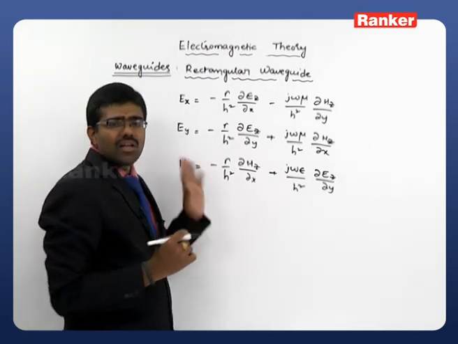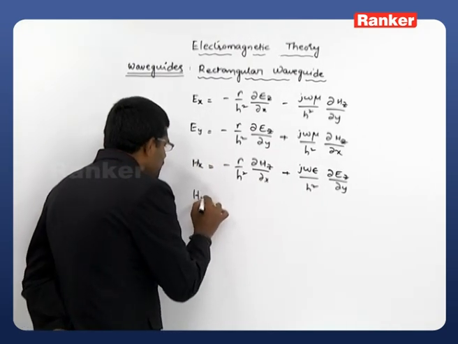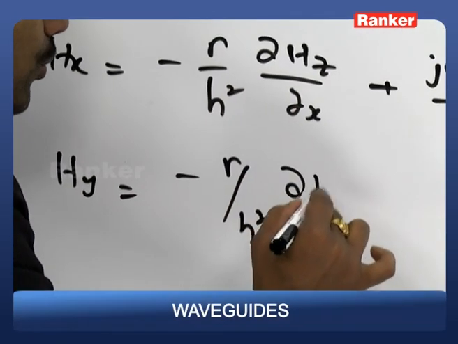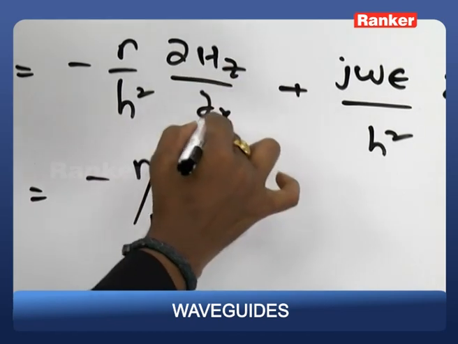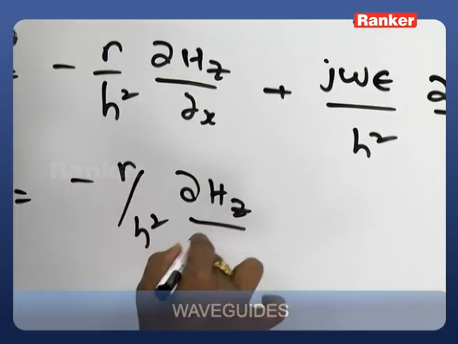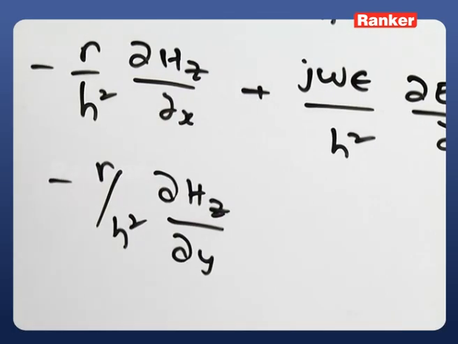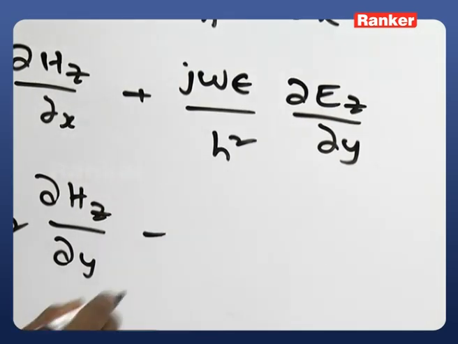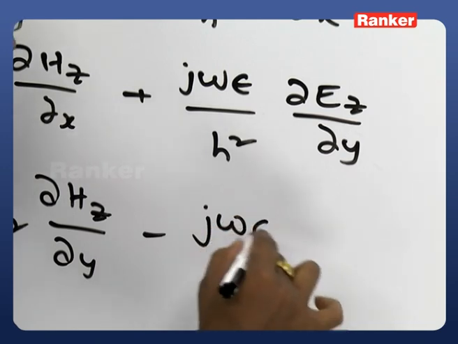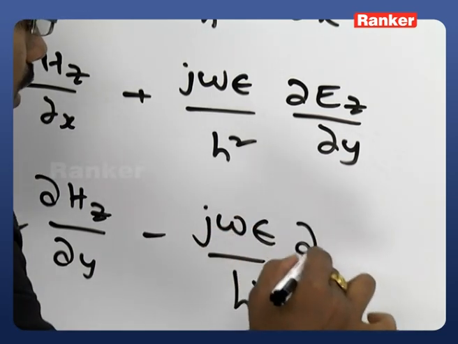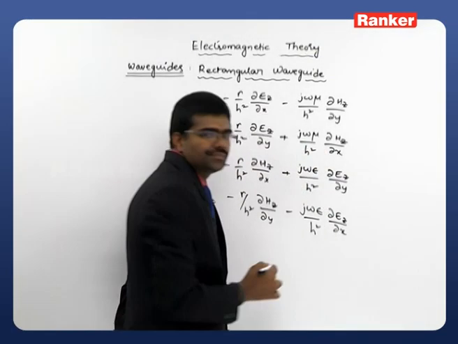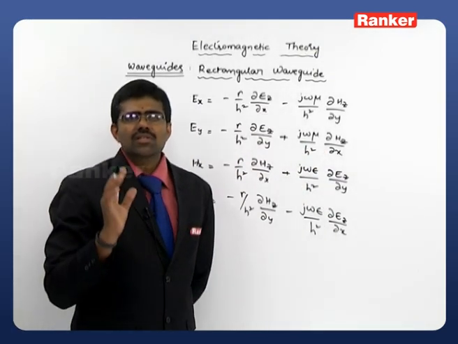And similarly the final equation can be written as Hy is equal to minus gamma by h square, which is common. Here we got dou Hz by dou x, so here we will get dou Hz by dou y. Here we got plus, so here we will get minus. Minus j omega epsilon by h square, here it is dou Ez by dou x. So clearly these are the four equations that we have.